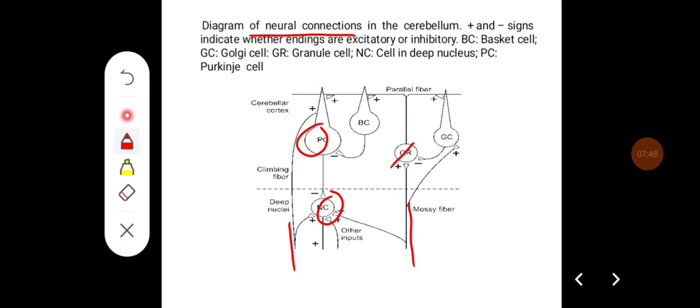Ultimately, the activities of the neurons in the cerebellar cortex, obviously through the Purkinje cells, modulate the activity of the deep cerebellar nuclei, which at the end, ultimately, is excitatory.